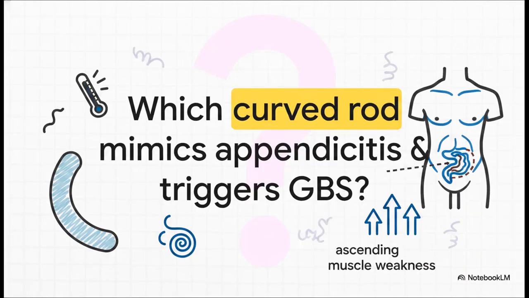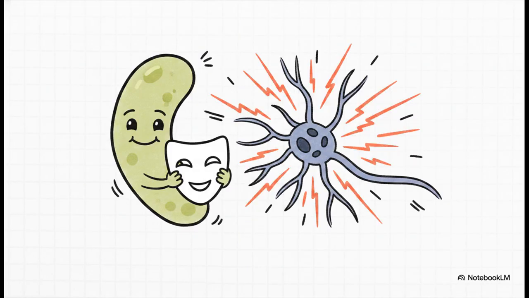We're going to kick things off with a classic vignette question just to test your reflexes. Picture this. A patient presents to the ED. They've got a fever, severe abdominal pain that looks exactly like appendicitis. And then, maybe a few weeks later, they start developing ascending muscle weakness. What pathogen causes that exact constellation of symptoms? Yep, if you guessed Campylobacter, you are perfectly primed for today's hit list.